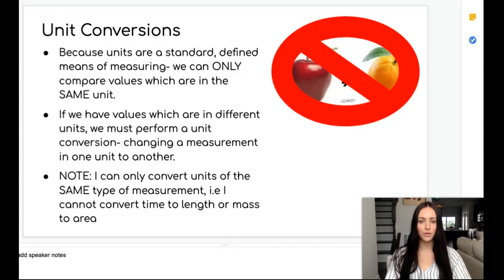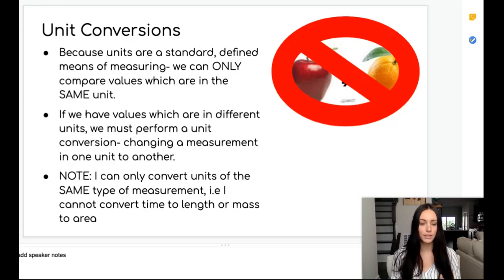Now, because units provide us that standard or defined means of measuring a given quantity, it then makes sense that we can only compare two quantities which are in the same unit. This is like the saying, comparing apples to oranges. You can't compare apples to oranges because apples are not oranges. It works the same in units. I cannot compare centimeters to meters because a centimeter is not a meter. In order to make a comparison between two quantities, they must be within the same unit.